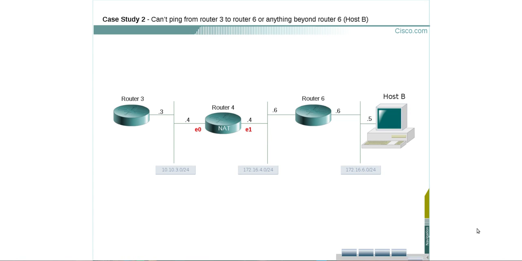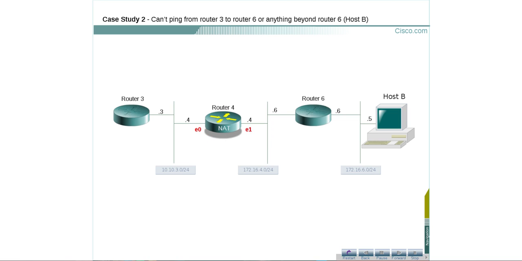In this case study, we have the topology as shown, with the symptom that router 3 cannot ping to router 6 or anything beyond router 6. As shown in the topology, NAT is running on router 4, where Ethernet 0 is defined as the inside portion of the network, and Ethernet 1 is defined as the outside portion of the network.